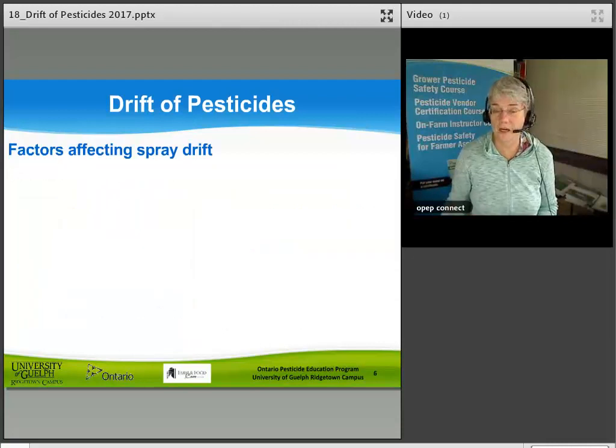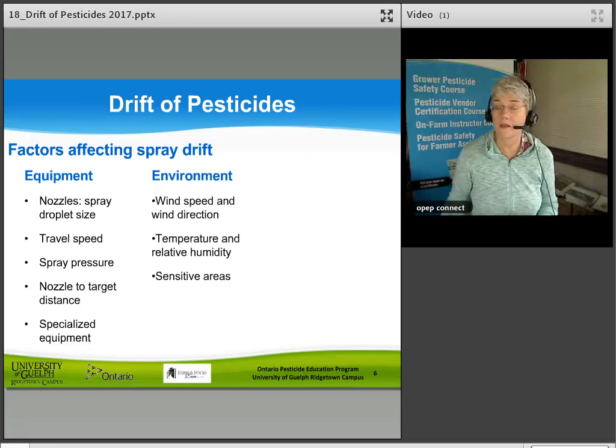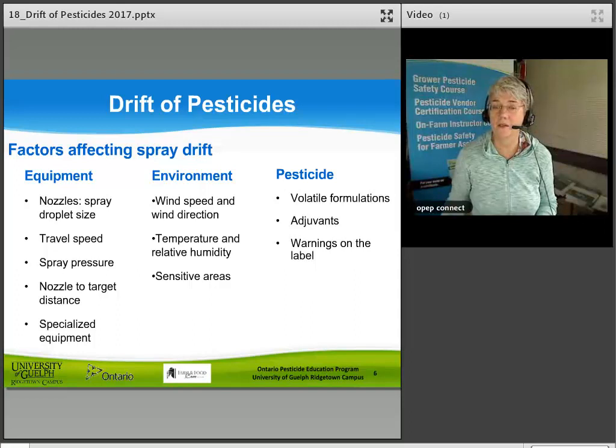Factors affecting spray drift. We're going to look at equipment: nozzles, travel speed, pressure, nozzle to target distance, and specialized equipment. Then we'll talk about the environment: wind speed, wind direction, temperature and relative humidity, and sensitive areas to watch for. And we'll also think about the pesticide. There are more volatile formulations. There are adjuvants we could add to a product so it's less volatile or to reduce spray drift. And we'll go over reading the warnings on the pesticide label.